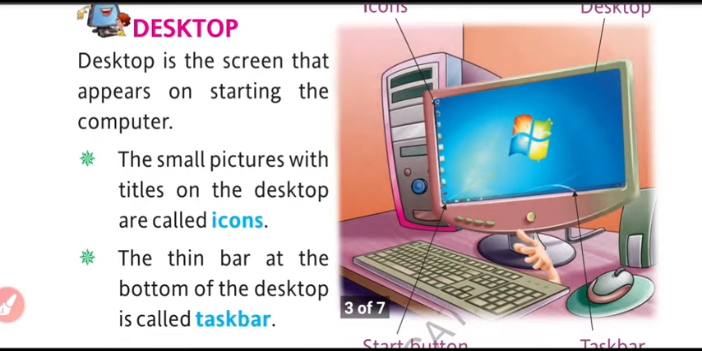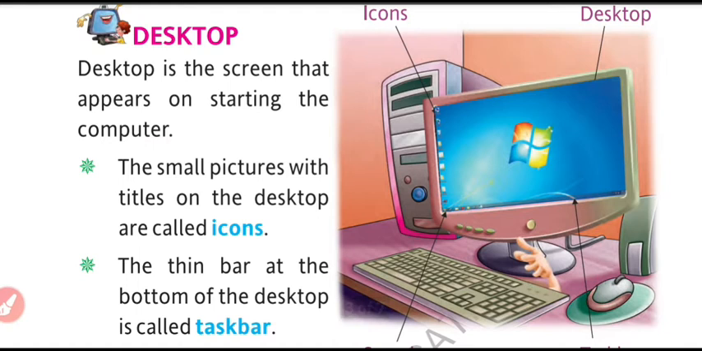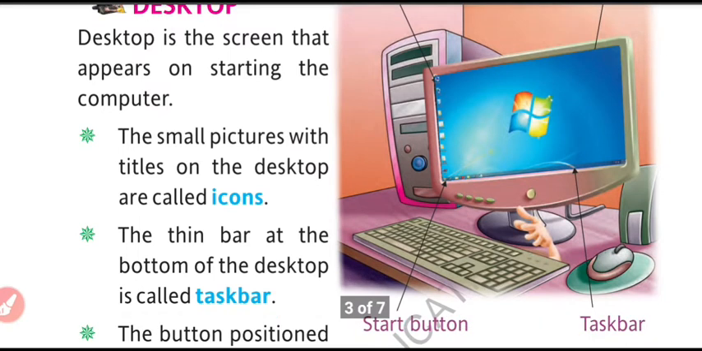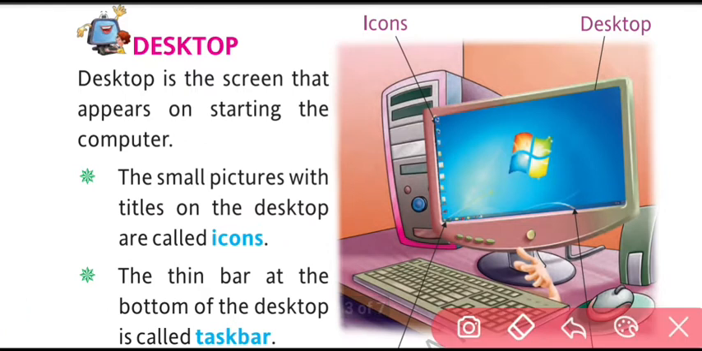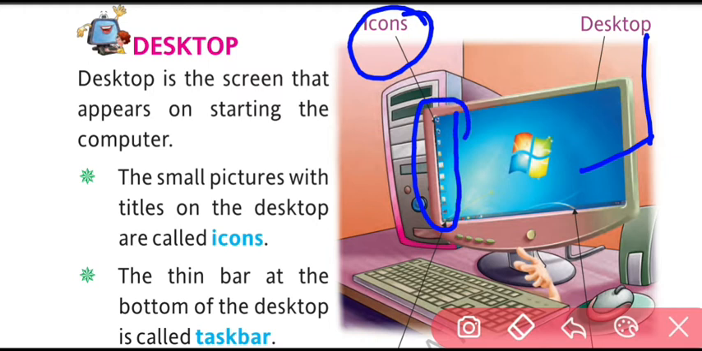Now you see the desktop. See the picture, it's ready for use. This is the desktop. Desktop is the screen that appears on starting the computer. The small pictures with titles on the desktop are called icons. It's showing the small pictures there. They are called icons.